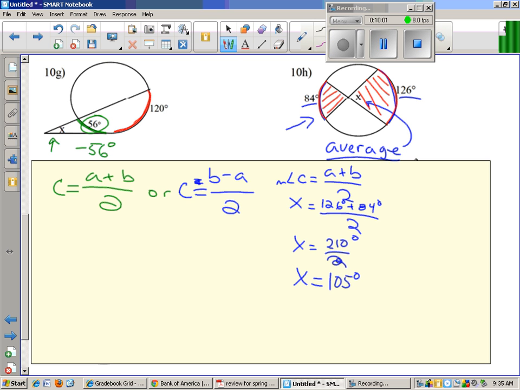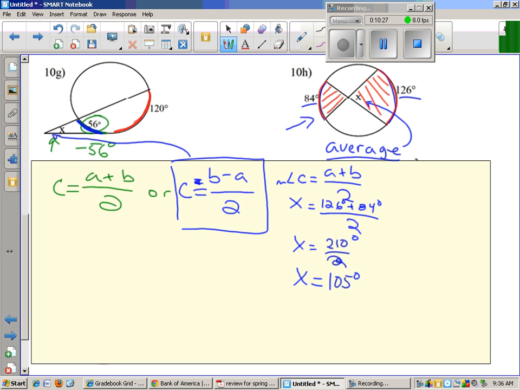When it intersects outside, it's b minus a. This is the formula that most of your teachers will tell you. When it intersects outside, it is b minus a. I try to find one way to think about this for every scenario, and the idea of the average works for every scenario, as long as you remember that an inverted arc will be negative.